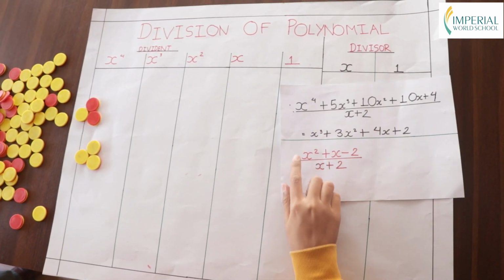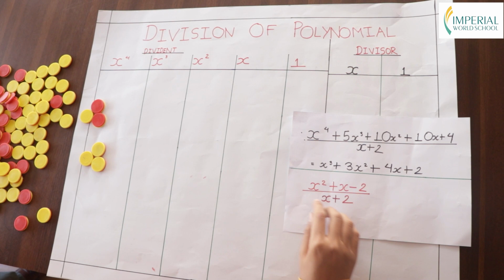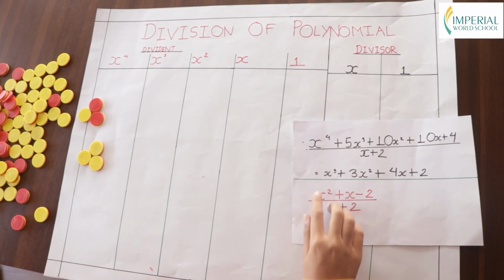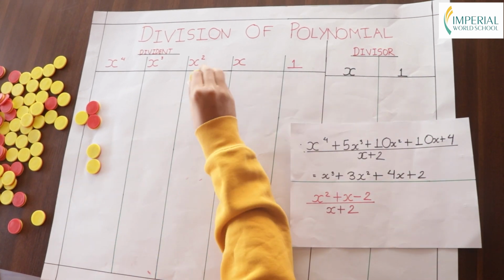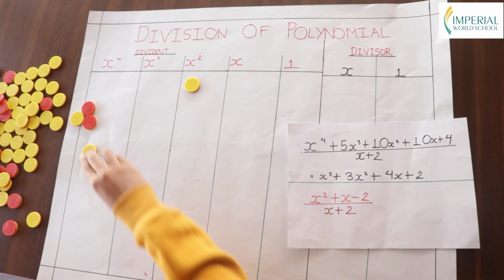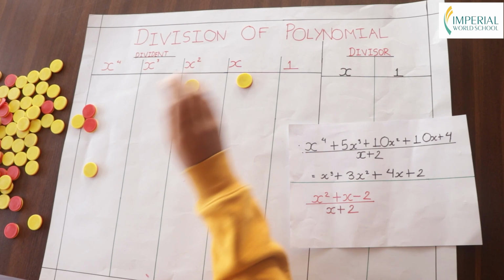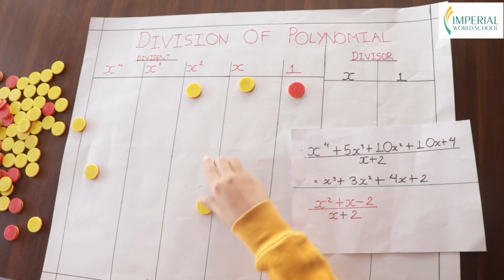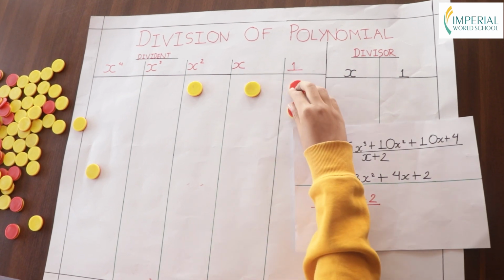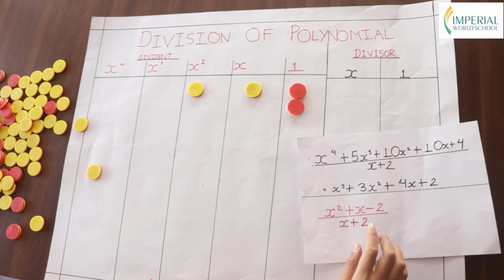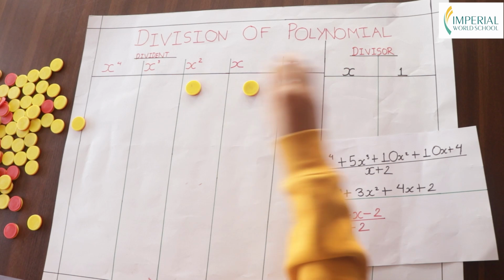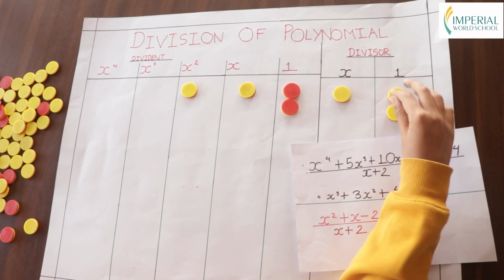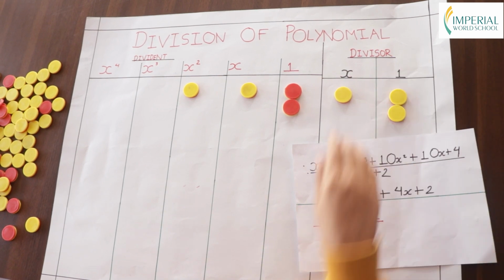Now in the second question we have x square plus x minus 2 divided by x plus 2. So in the dividend section I'll be adding 1 in the x square place, another one in the x place, and since we have minus 2, I'll be adding red counters, which denote negative integers. In the divisor section we have x plus 2, so I'll be adding 1 in the x place and 2 yellow counters in the ones place.